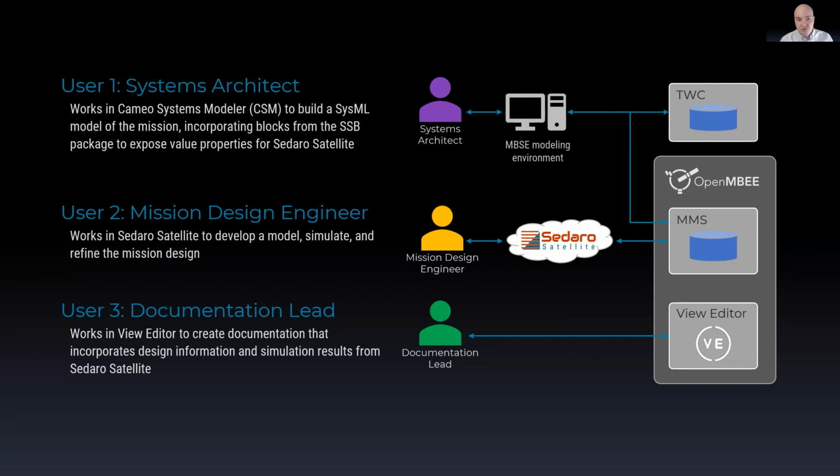So we have user one, the systems architect. They work in Cameo Systems Modeler, which is a tool for developing SysML models. And they'll build a SysML model of our satellite mission, incorporate blocks from the SSB package, a package of Sedaro satellite blocks that establish a connection to our platform. And those blocks, as I said, will expose information and basically serve as a patch panel between the SysML model and the Sedaro satellite model.